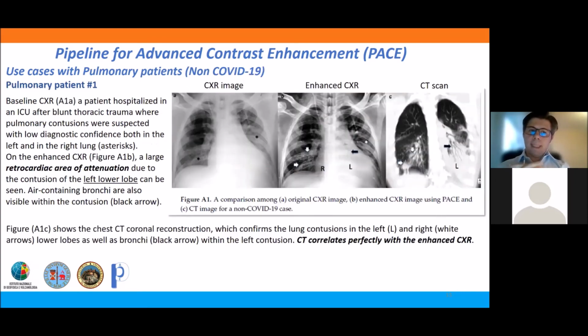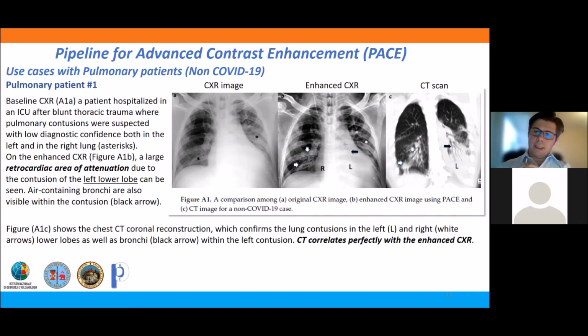Moving on. This is another example, but this time we are not taking into account COVID-19 patients, but pulmonary patients, non-COVID-19. In this example, we have a baseline chest X-ray image for a patient who has been hospitalized into an intensive care unit after having a thoracic trauma, where expected pulmonary contusion were not found with enough confidence from the original chest X-ray image. And of course, we were expecting to find something about that.